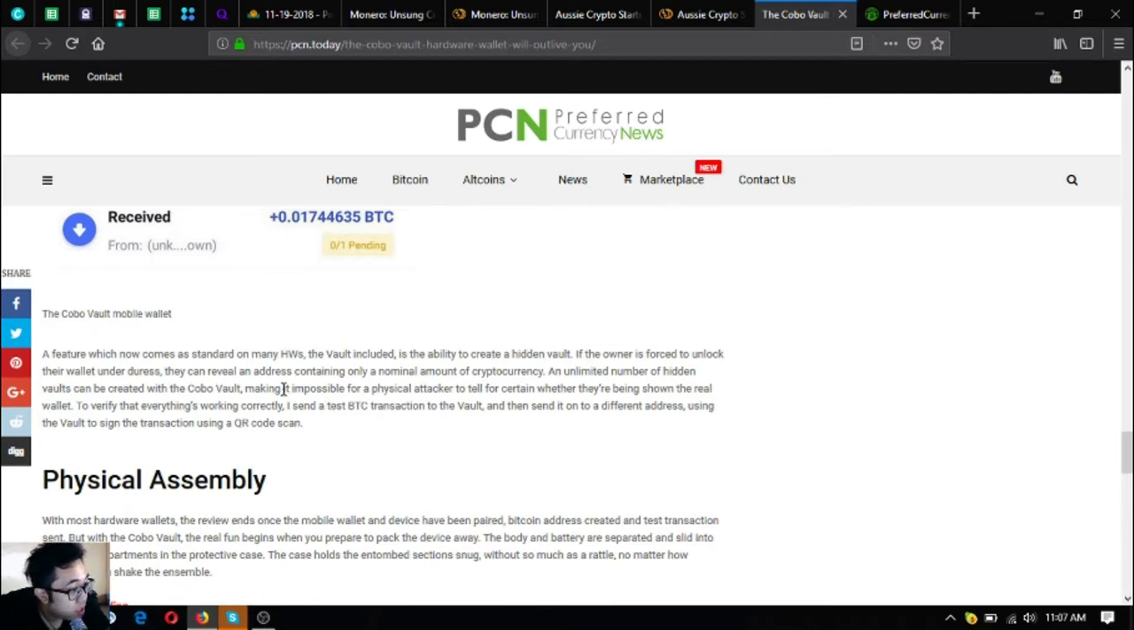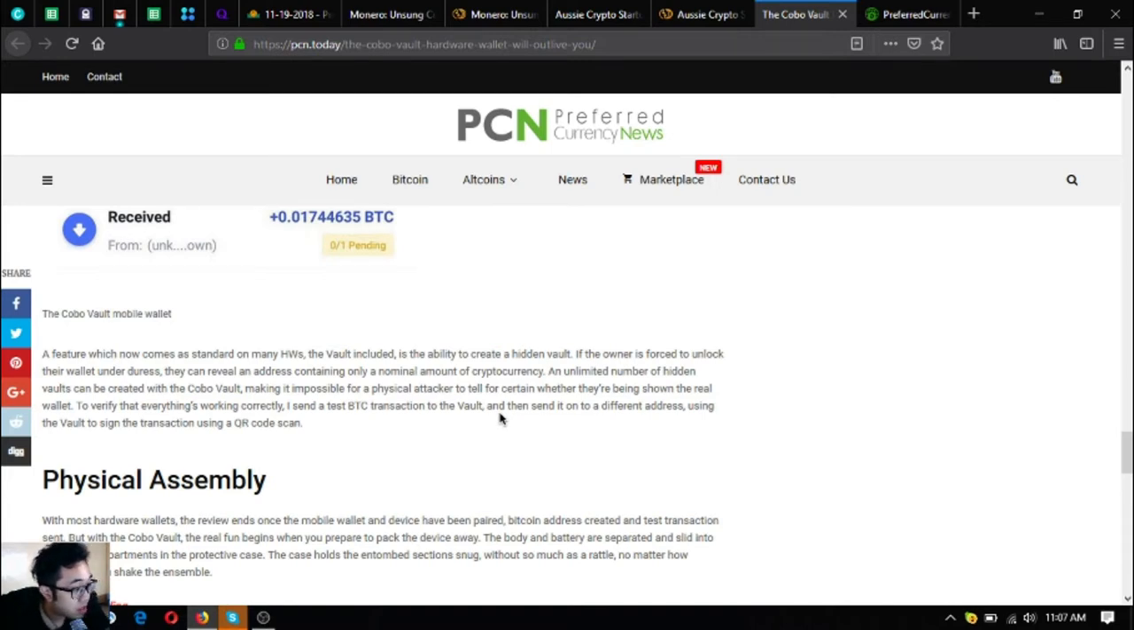A feature which now comes as standard on many hardware wallets, the Vault included, is the ability to create a hidden vault. If the owner is forced to unlock their wallet under duress, they can reveal an address containing only a nominal amount of cryptocurrency, and a limited number of hidden vaults can be created with the Cobalt, making it impossible for a physical attacker to tell whether they're being shown the real wallet.